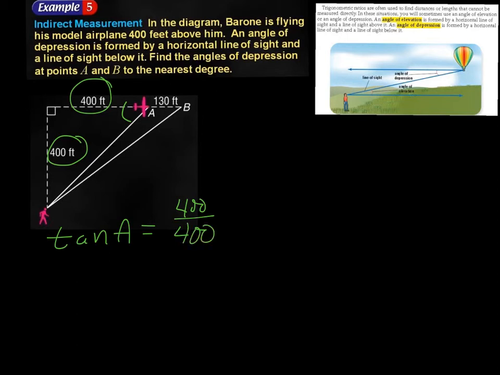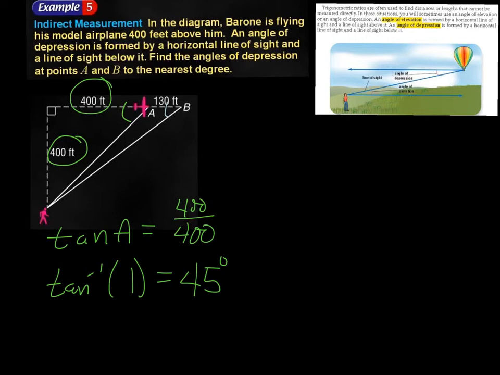For both of these angles, we know the side opposite and adjacent. So our ratio is going to be tangent. So tangent of A is opposite over adjacent. And when I type that in my calculator, second tangent looks like tan negative 1. And 400 divided by 400 is just 1. And I hit enter, and I get exactly 45 degrees.